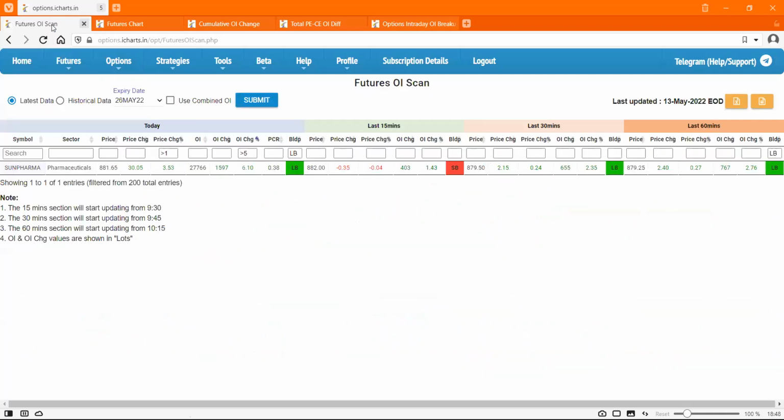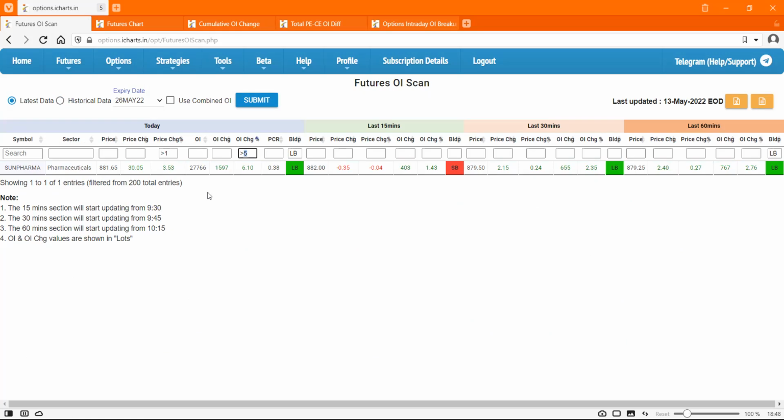So I'm not sure if I've made it clear, but this is how you do it. When the market is bullish, just look for long buildup, whatever 4-5 stocks you get. If you get too many stocks, increase this a little bit further. Not the price change part. Price change 1% is enough, but maybe OI change, you can take it to 7 or 8 or maybe 10% OI change. So you'll get few stocks.